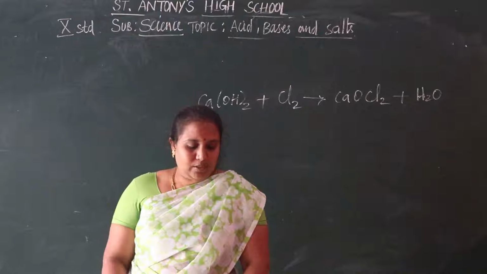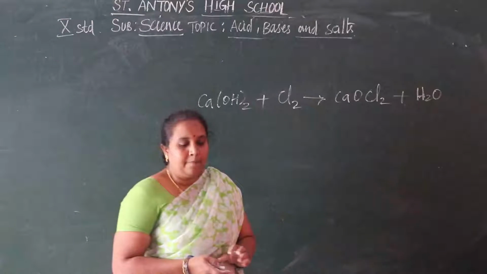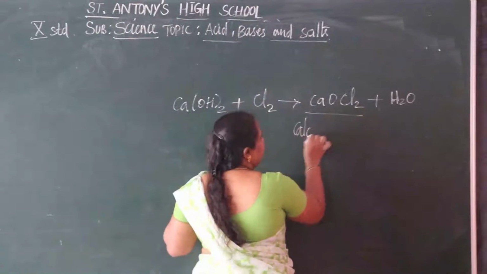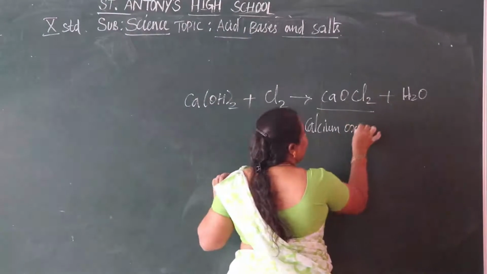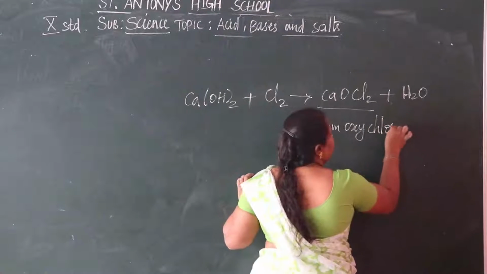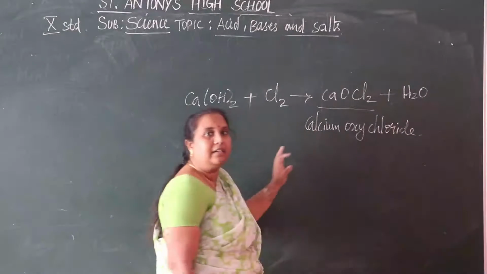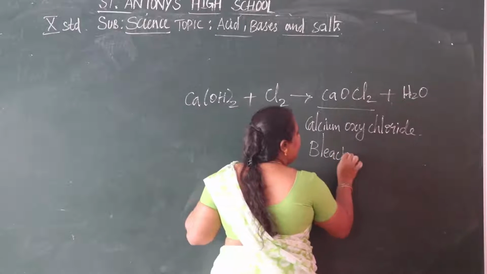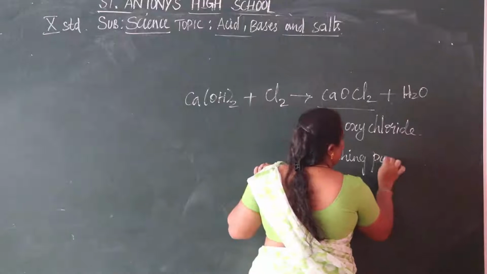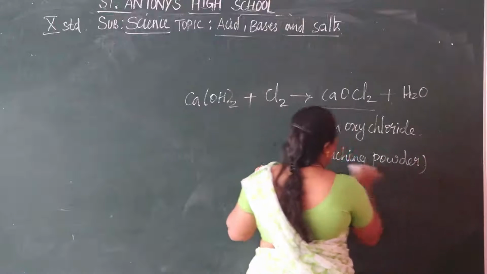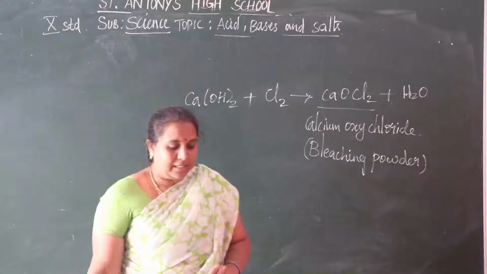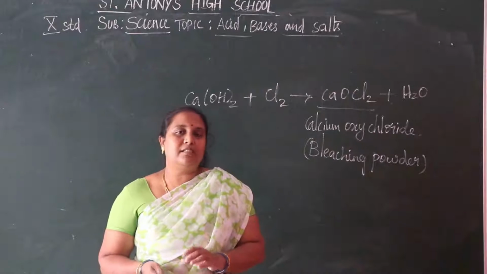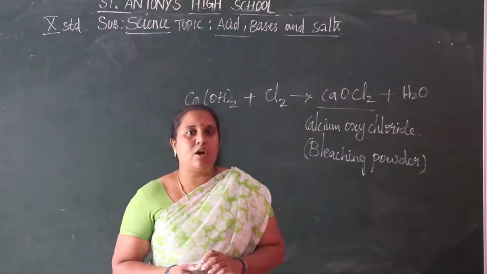Then this aqueous solution of calcium oxychloride is basic in nature. The other name of calcium oxychloride is bleaching powder. Okay, children, understood? It is responsible for the bleaching effect also.